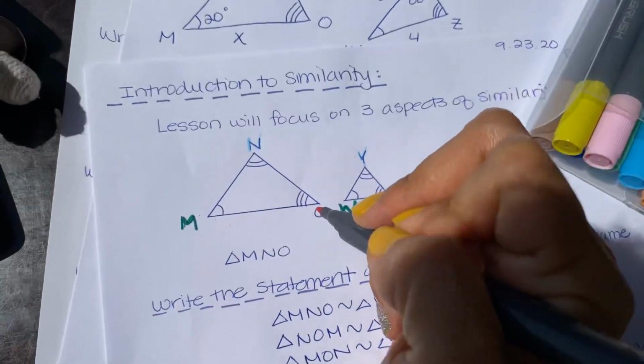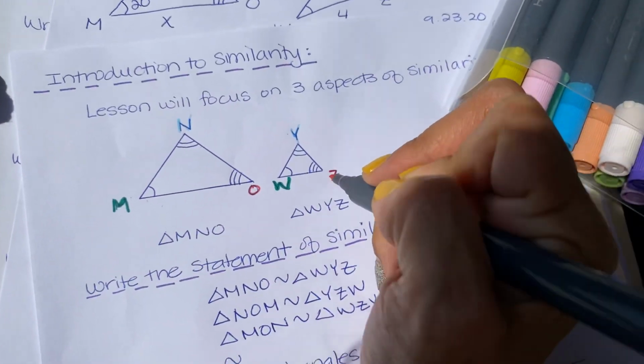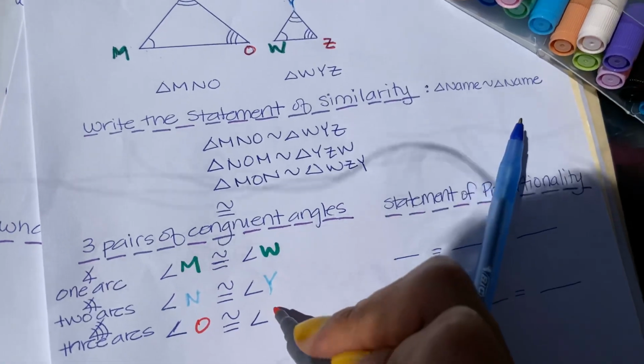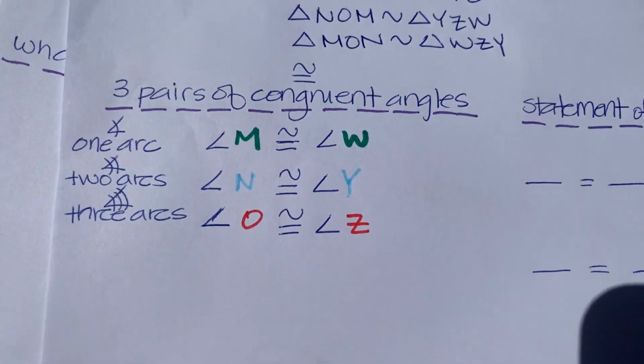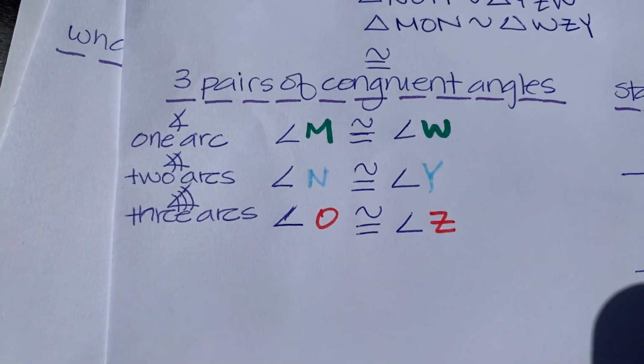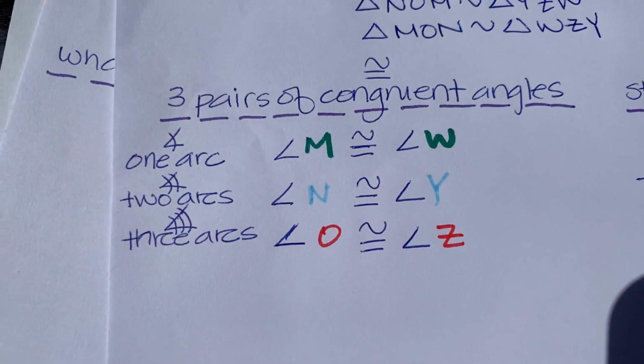And then, of course, my third arc, O, goes with Z. So O goes with Z. So those are your three pairs of congruent angles. Put the arcs together because we don't have angle measures.